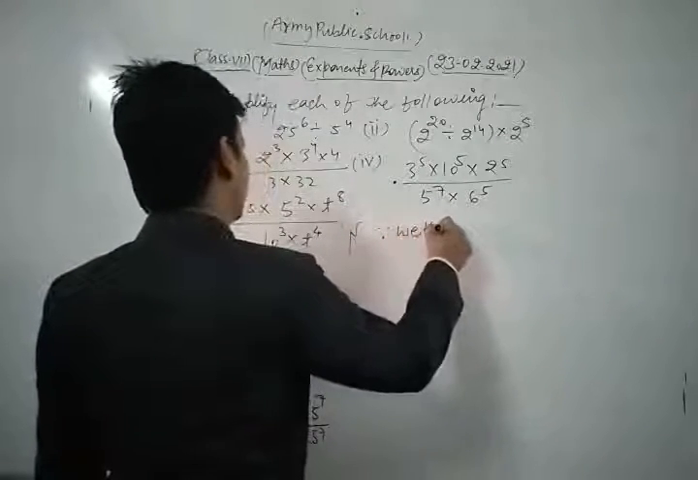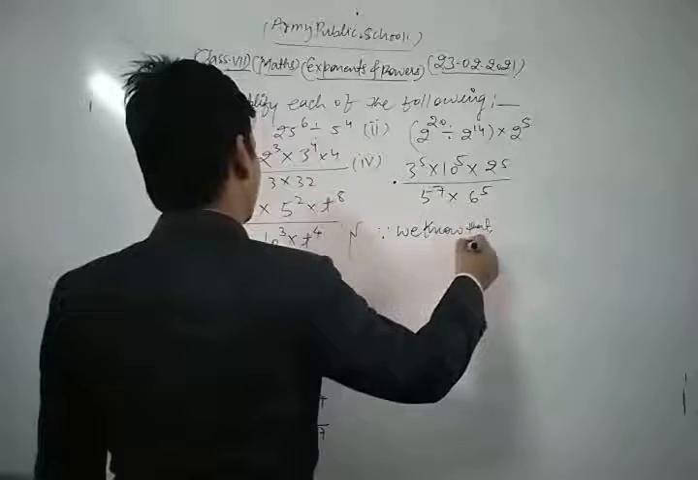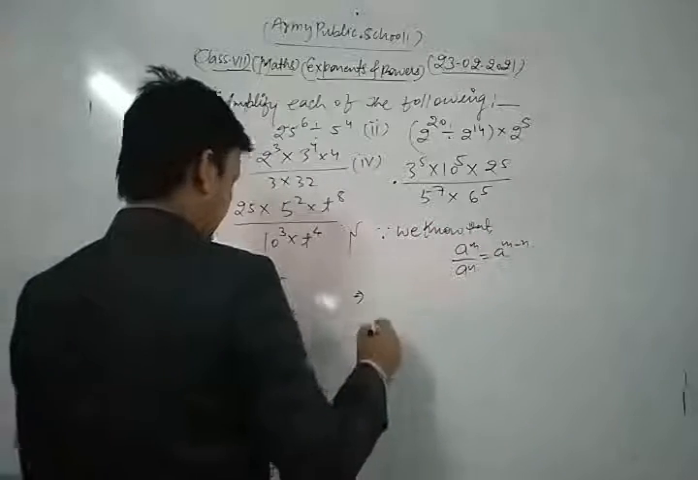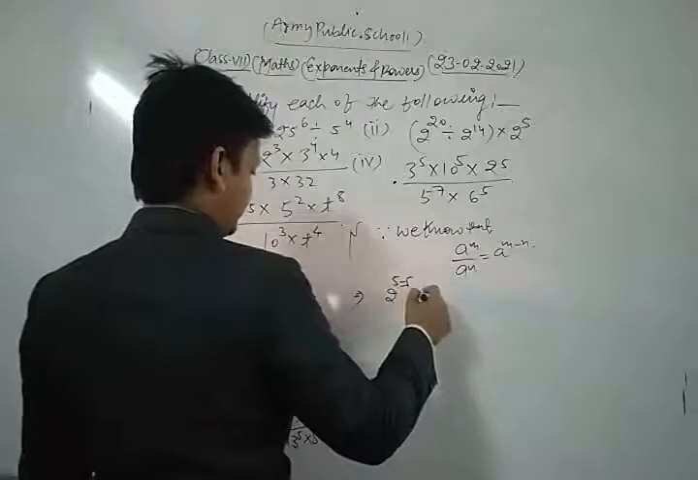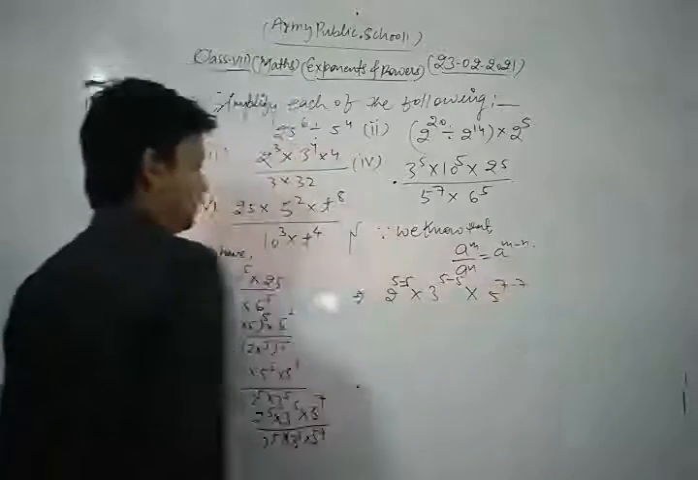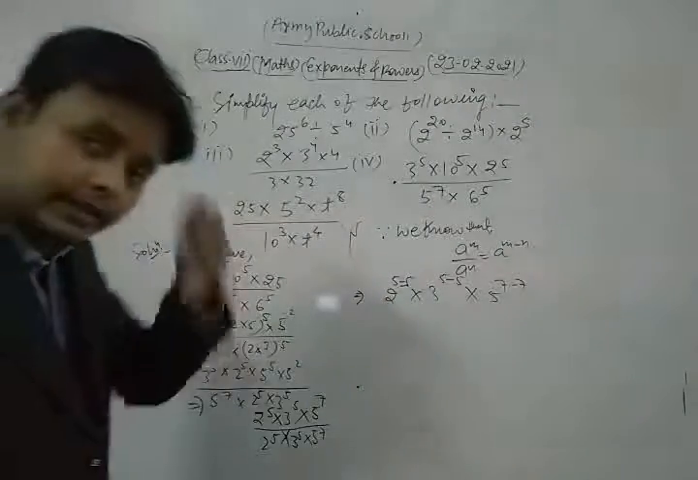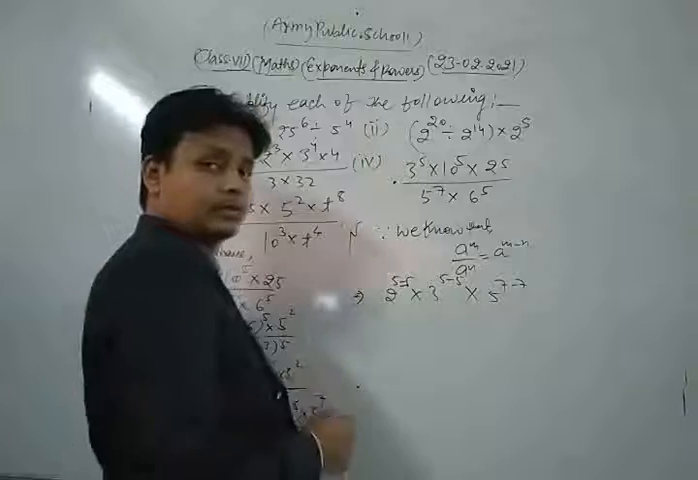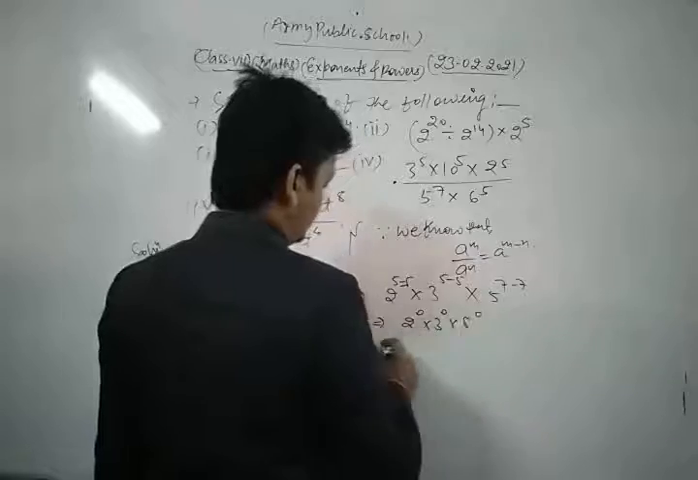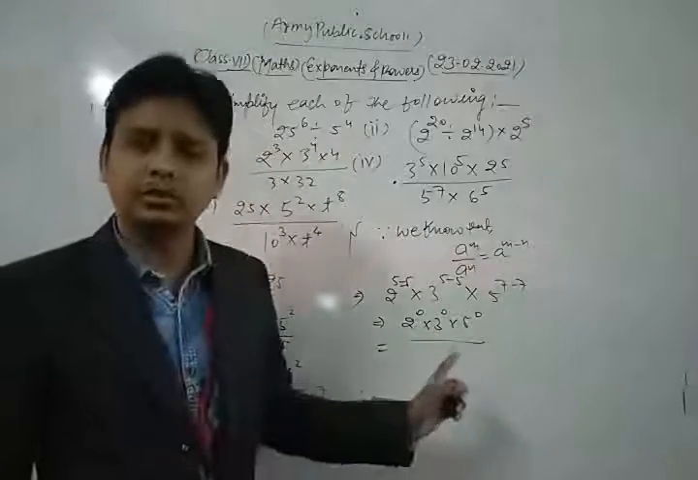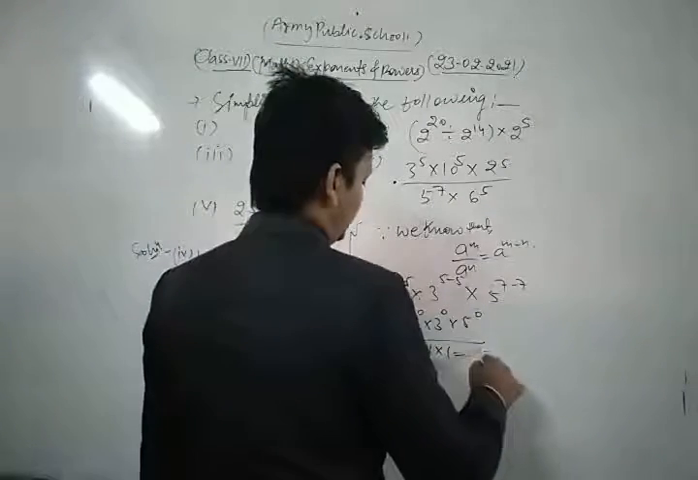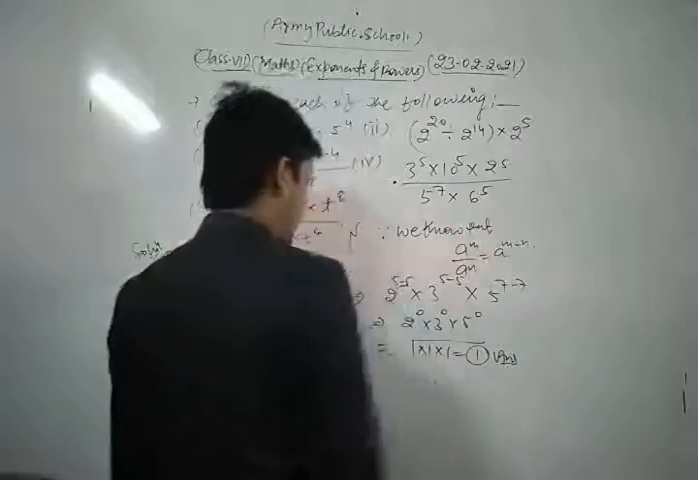Since we know that a power m upon a power n is equal to a power m minus n, we write 2 power 5 minus 5 into 3 power 5 minus 5 into 5 power 7 minus 7. Now what we get, dear students, is 2 power 0 into 3 power 0 into 5 power 0, and you know that the power of any value is 0, then its value is 1. So here it is 1 into 1 into 1, that is 1. This is the required solution of the given question.